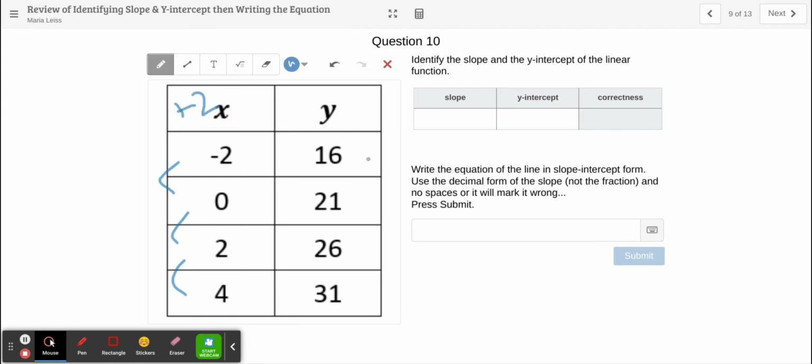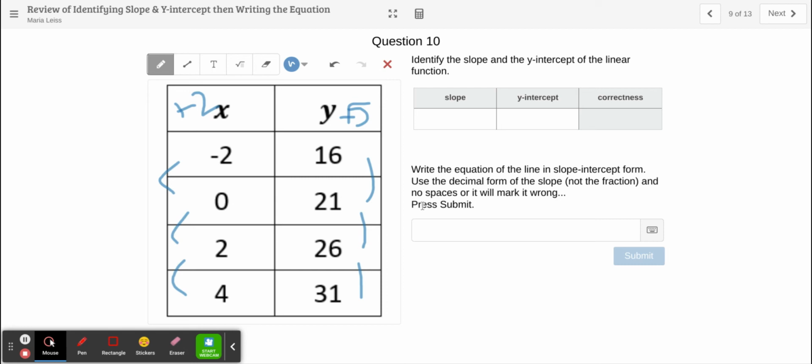What about my y values? Going from 16 to 21, 21 to 26, 26 to 31. Yep, they're increasing. And what are they increasing by? They are increasing by 5. Now, here's where you have to be careful.